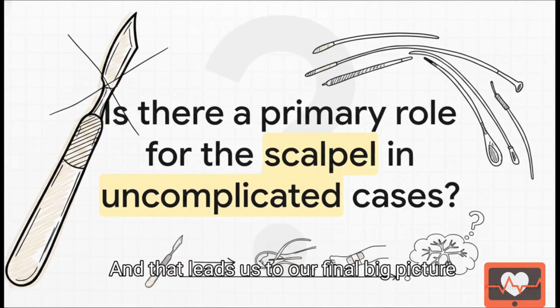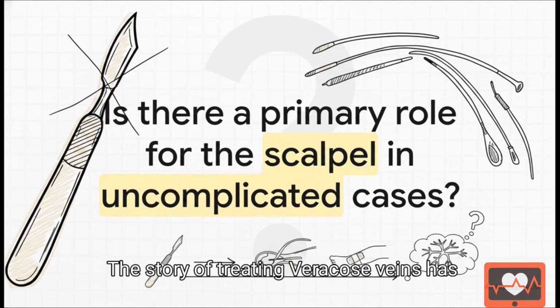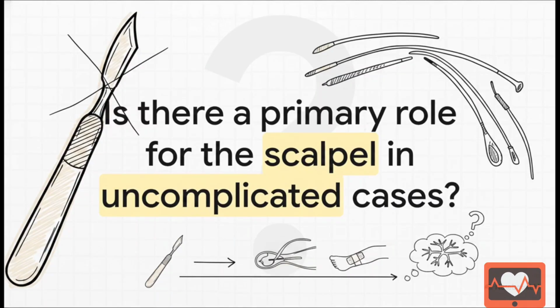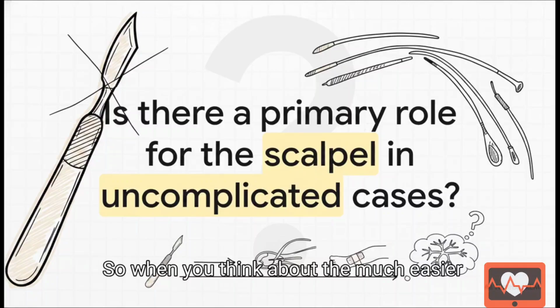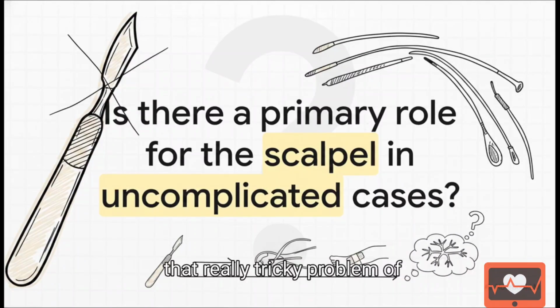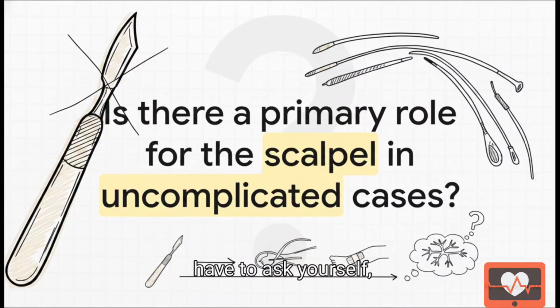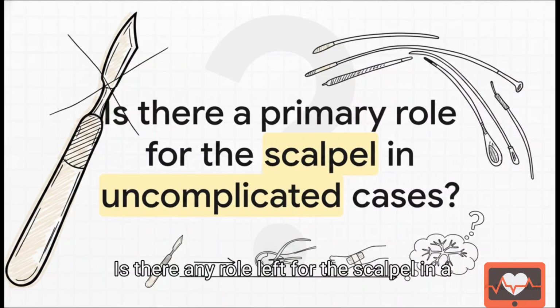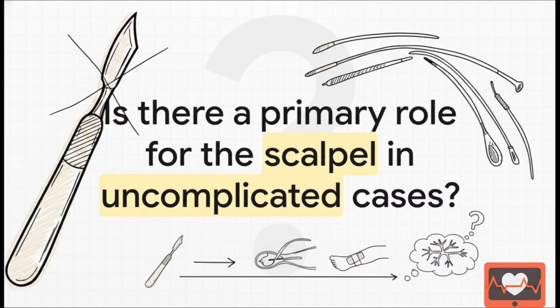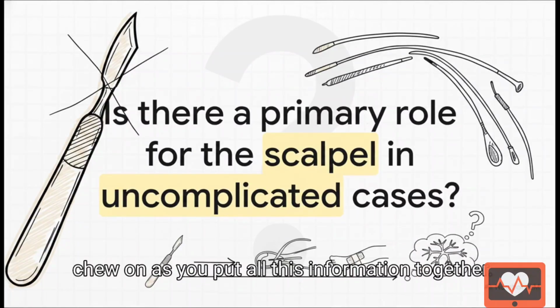And that leads us to our final big picture question. The story of treating varicose veins has really been a journey from the scalpel to the catheter. So when you think about the much easier recovery with endovenous techniques, and you consider that really tricky problem of neovascularization after open surgery, you have to ask yourself, is there any role left for the scalpel in a primary, uncomplicated case of varicose veins? That's something to really chew on as you put all this information together.